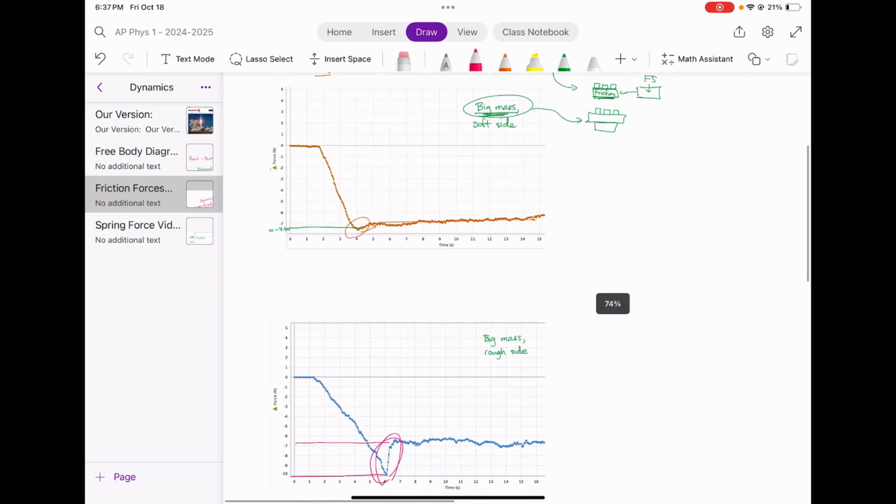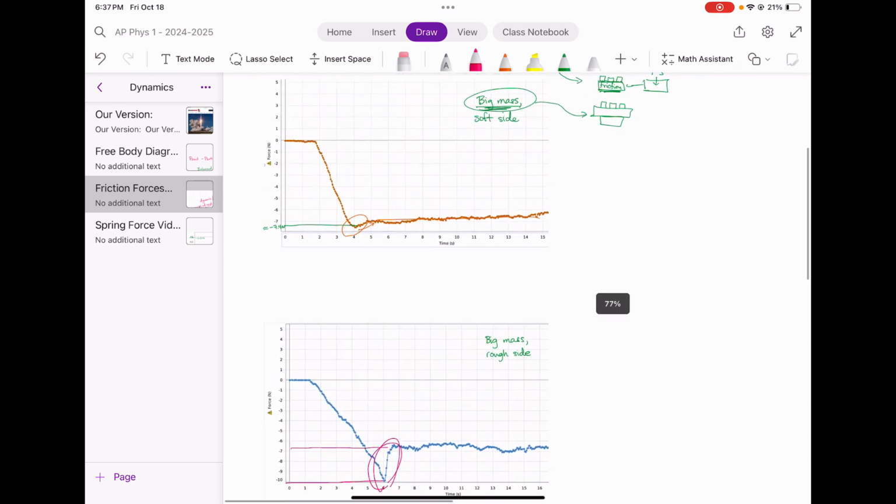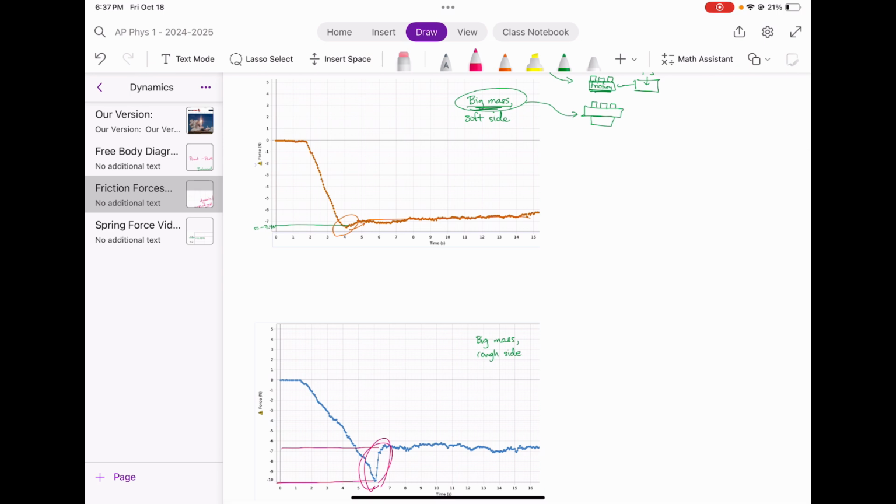If we look at when we keep the mass constant and we switch the side, what seems to be different are these little transitional periods, right? So for smoother surfaces, if one of the surfaces is smoother or if they're both really smooth, there's a sort of smaller transition. And then if there is sort of a rough side, there's a bigger transition.